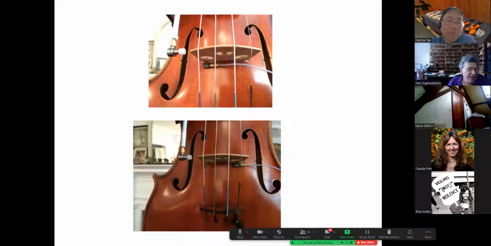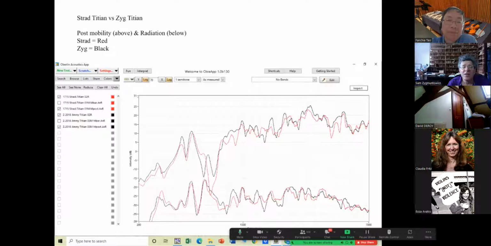Once again, I will just say the caveat is we do the best we can, but I'll never swear that my calibration is perfect. I tend to prefer my measurements when they're taken in very short proximity in time, so nothing can shift. So right here, this is the real Strad Titian compared to a copy I made of it.